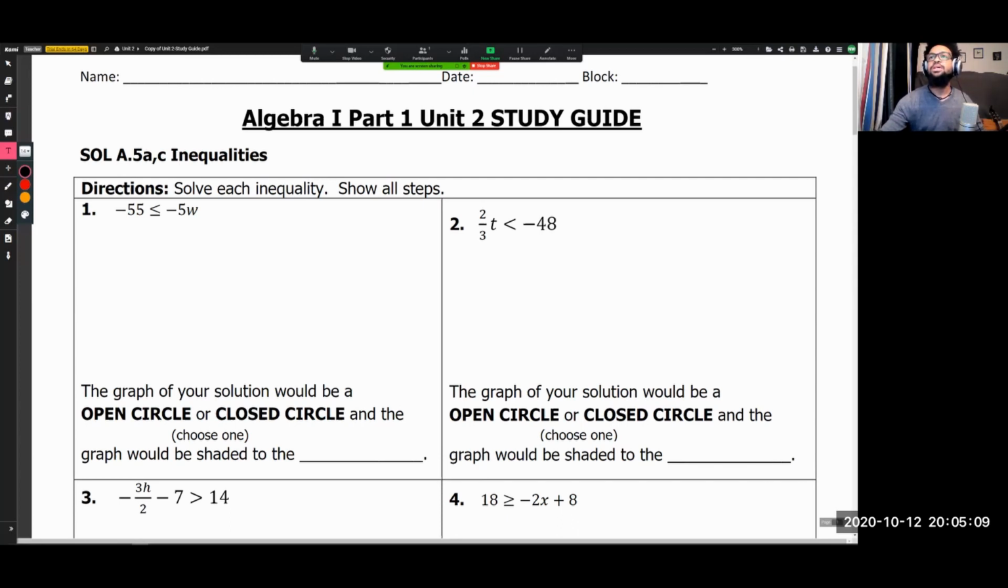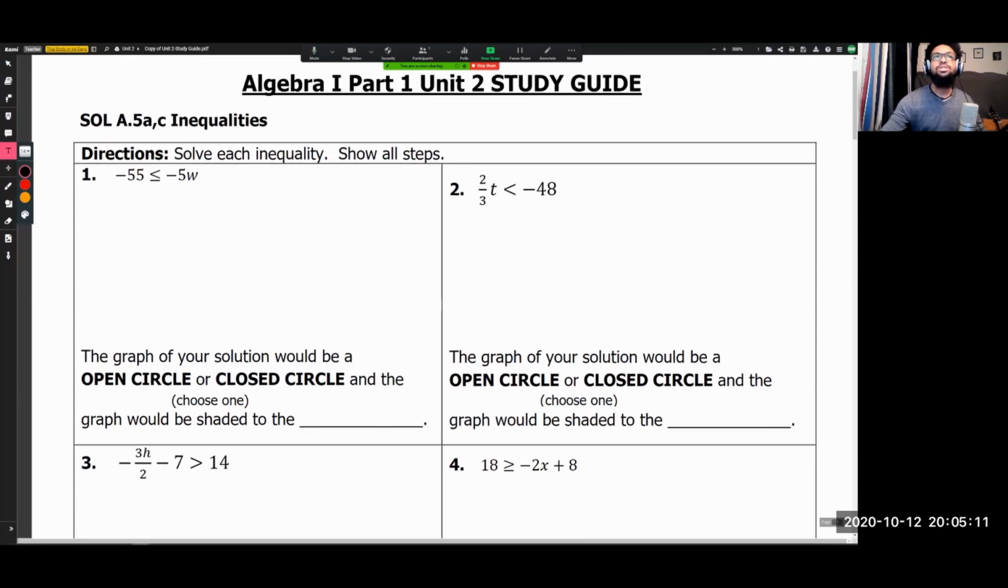So let's start. Number 2 says, well, first our directions say to solve each inequality and to show all steps. That's an important part. Show all steps. I can't give you partial credit on things if I don't see all of your steps. All right. So let's begin.